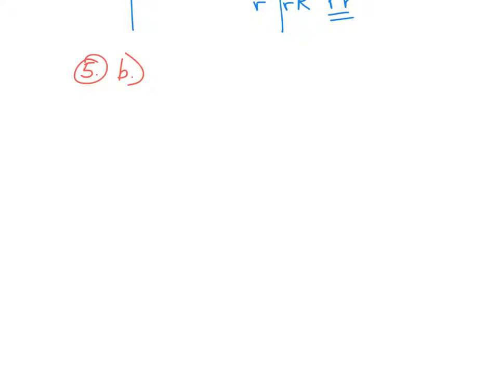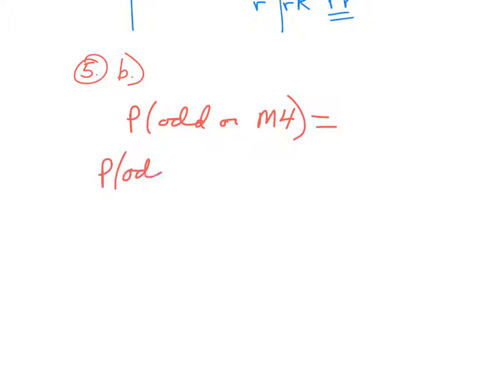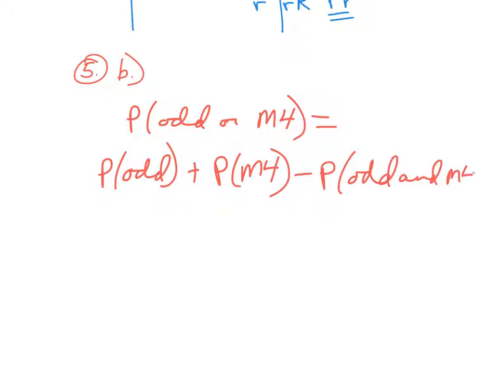So what are we looking at here? Probability of odd or multiple of 4 equals probability of odd plus probability of multiple of 4 minus probability of both. Everybody good so far? Okay, so now I've got 3 blanks I have to fill in here, 3 little problems. So the first thing I've got to figure out is, what's the probability of getting an odd?